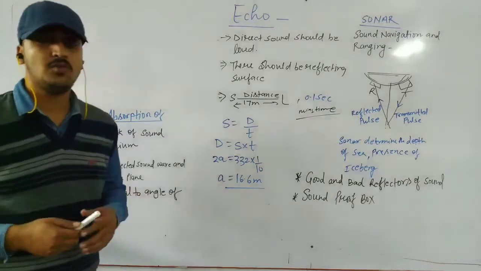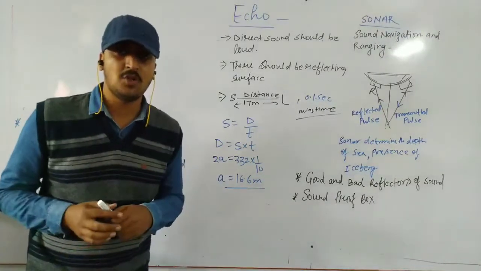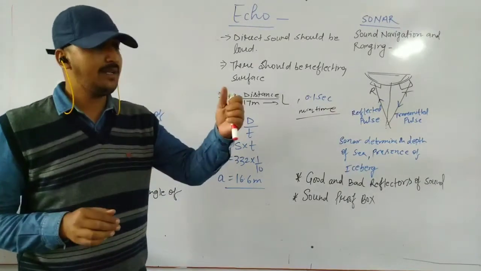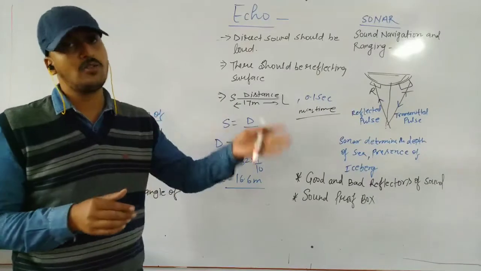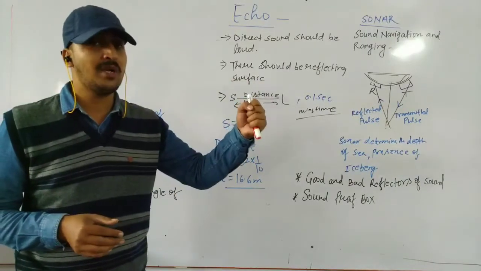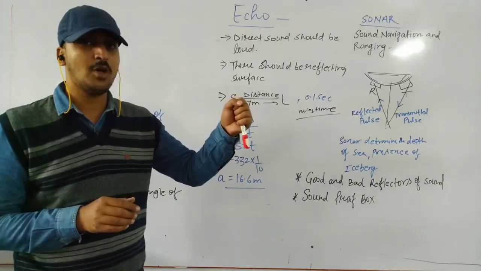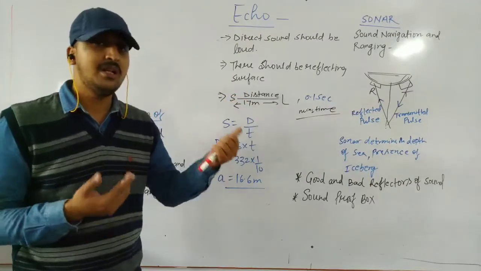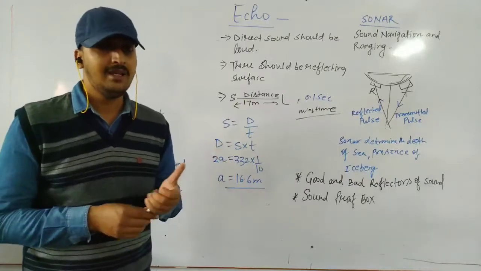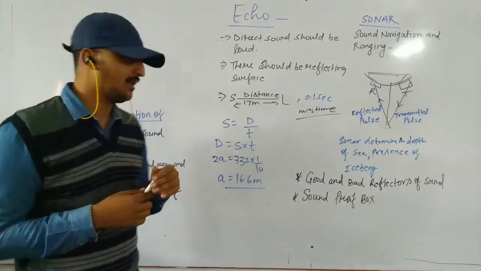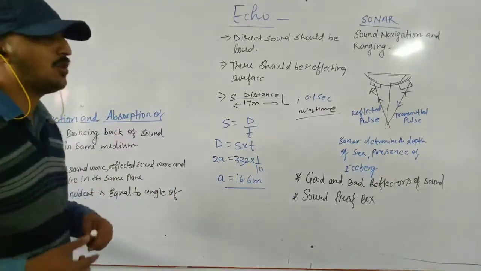So students, what is the difference between reflection and absorption? Absorption is when we throw anything on any surface, and if it is not reflected, it is absorbed by that surface. Suppose we are throwing this marble on this surface, if it is absorbed by this surface, it is not reflected from here. And if we are throwing this and it is bouncing back, it is reflected. So reflection and absorption of sound.